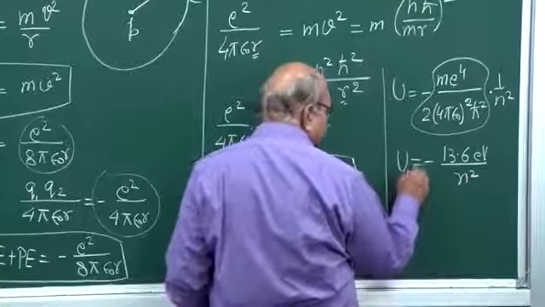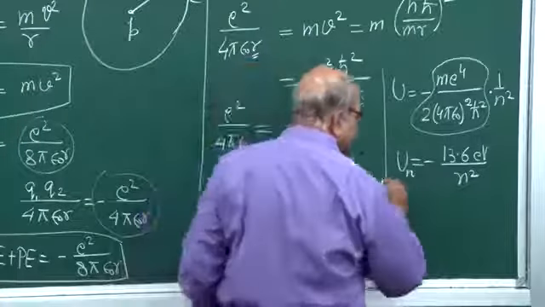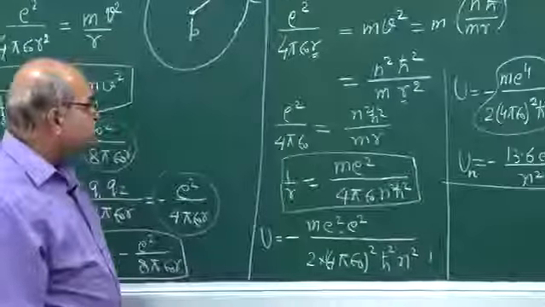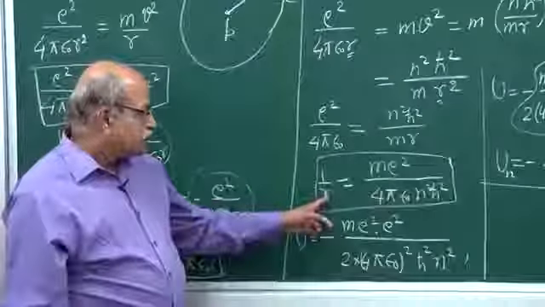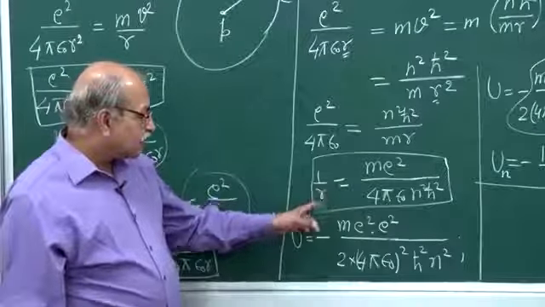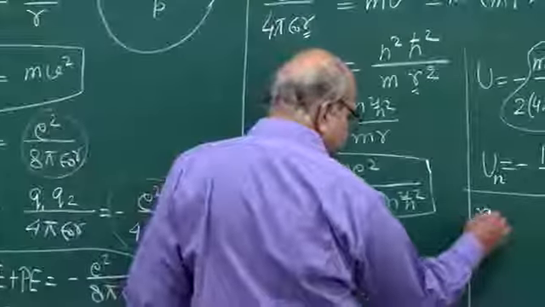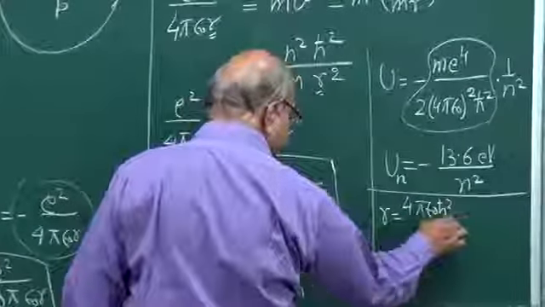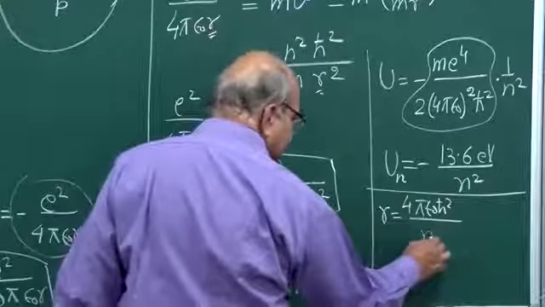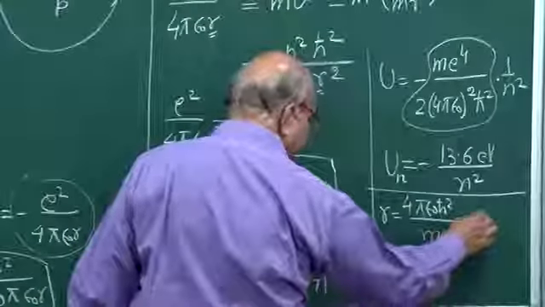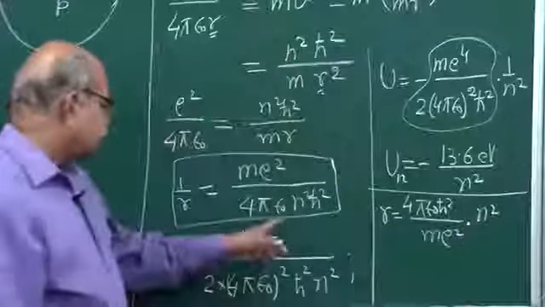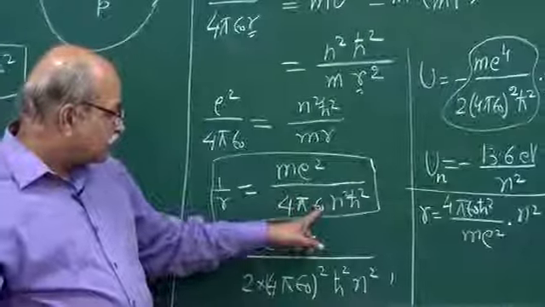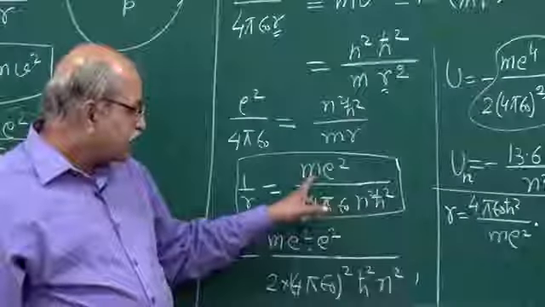So you can say this is U_n. And how does r vary? We have this 1 by r here, so you can write the expression of r also. r is 4 pi epsilon naught h cross square divided by m e square, multiplied by n square. This r you have to take reciprocal. So 4 pi epsilon naught h cross square n square over m e square.